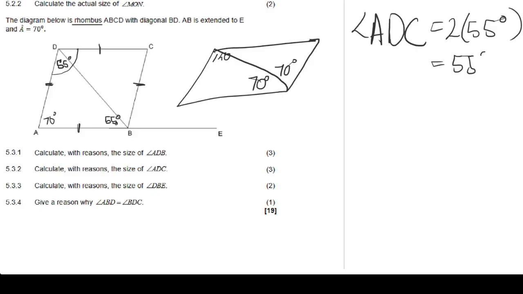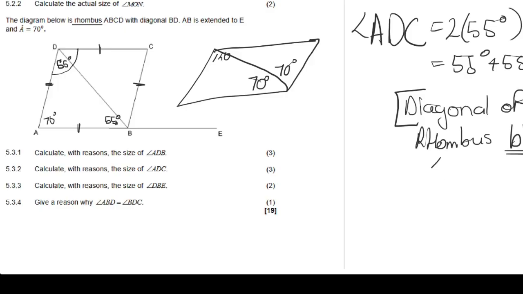So if we have 55 on the one side, you can say that angle ADC is equal to 2 times 55, right? Or you can say it's equal to 55 degrees plus 55 degrees. The reason why is because diagonal of rhombus bisects the angle.